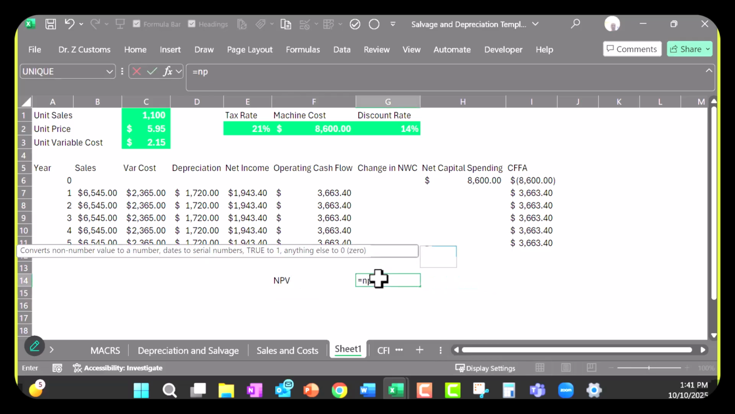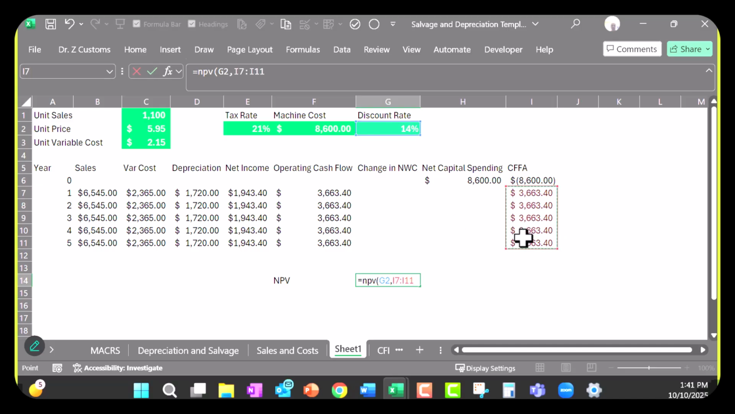You can calculate NPV using the NPV function. The first argument is the discount rate. The second argument is the future cash flows. Then you're going to deduct the period zero cost, or add the period zero cash flow, which is negative.